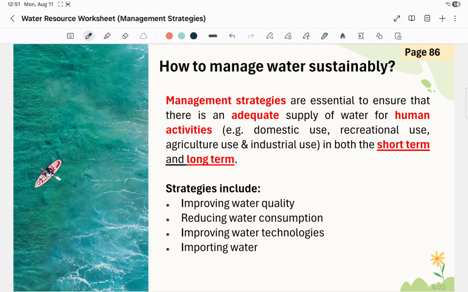And this requires a lot of planning, a lot of deliberate effort from not just the government but from individuals as well, to ensure that we use these strategies to help us have a clean, sustainable water supply. And these are the 4 strategies that you're required to know.